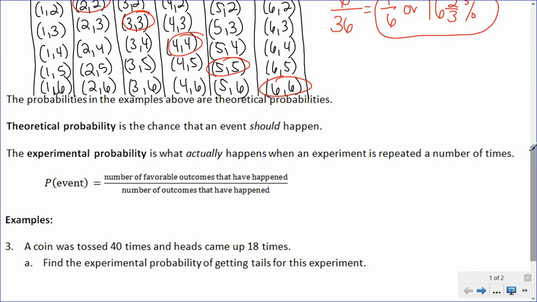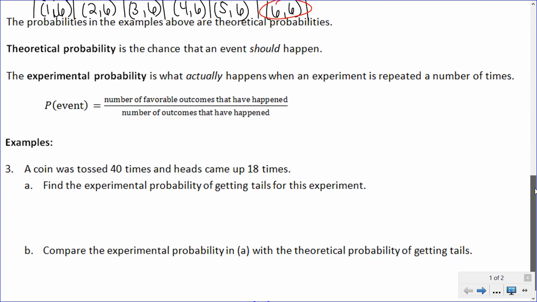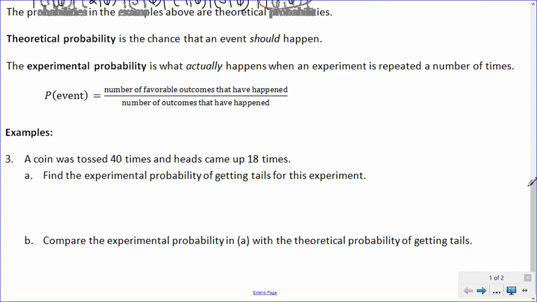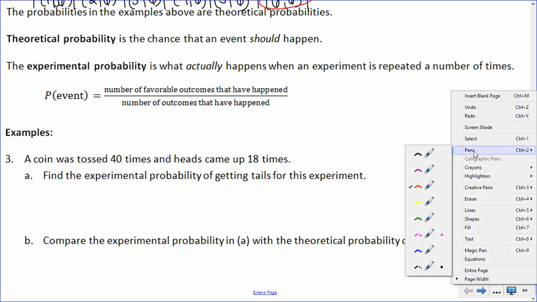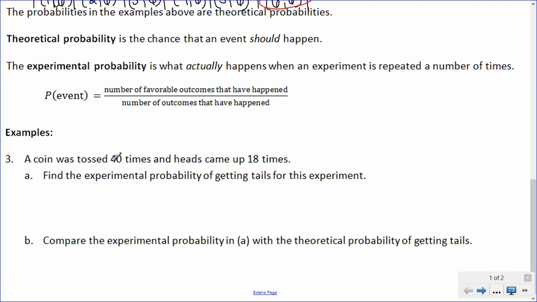So for example 3, it says a coin was tossed 40 times and heads came up 18 times. So we first want to find the experimental probability of getting tails for this experiment. So we want to know the number of favorable outcomes that have happened. So if we're looking for the experimental probability of getting tails, we want to know how many times tails has happened.